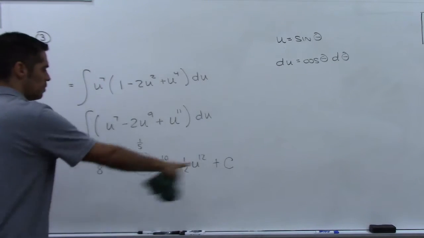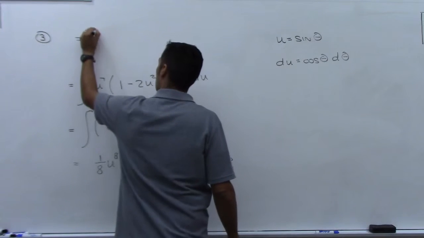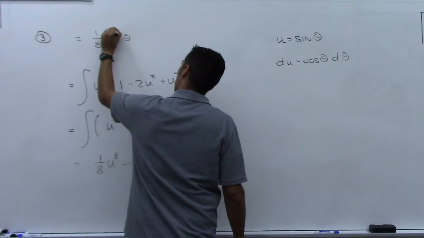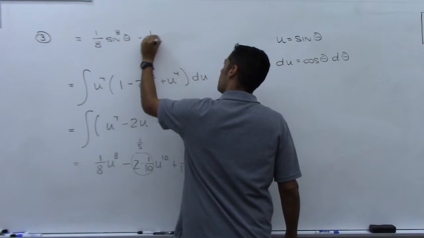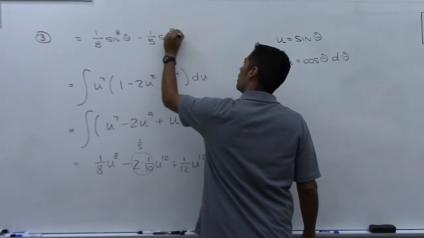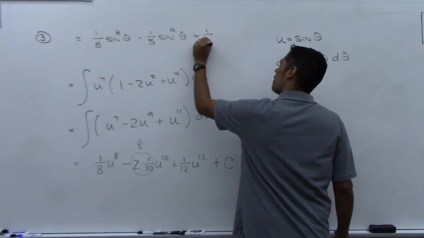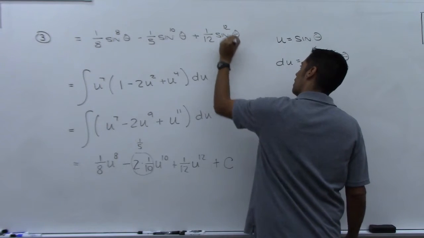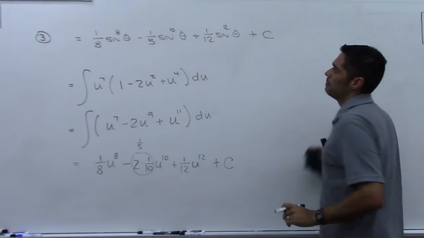So now I'll just replace all my u's with sine. So I should get 1/8 sine theta to the 8th power. And then here we said this is going to become minus 1/5 sine to the 10th power theta. And then plus 1/12 sine to the 12th theta plus a constant of integration.